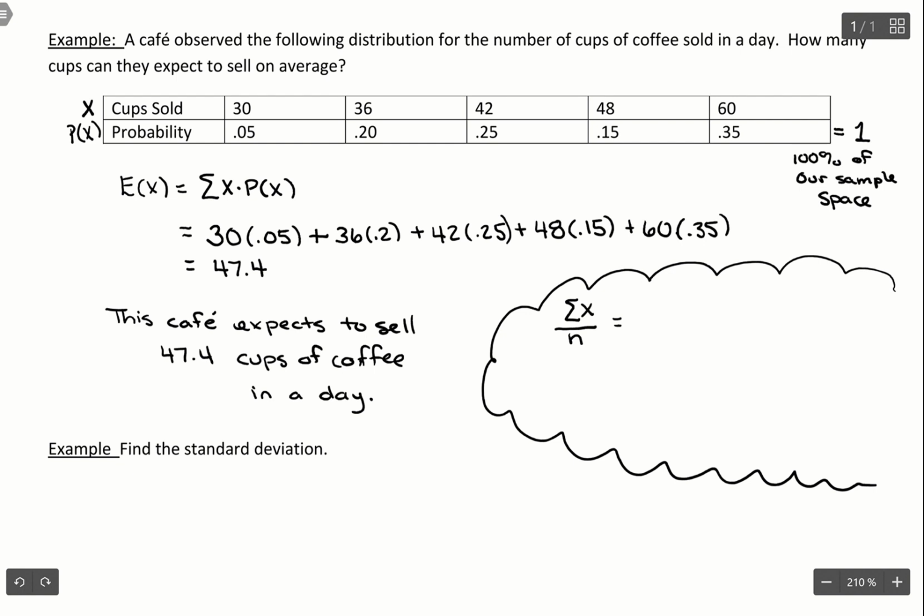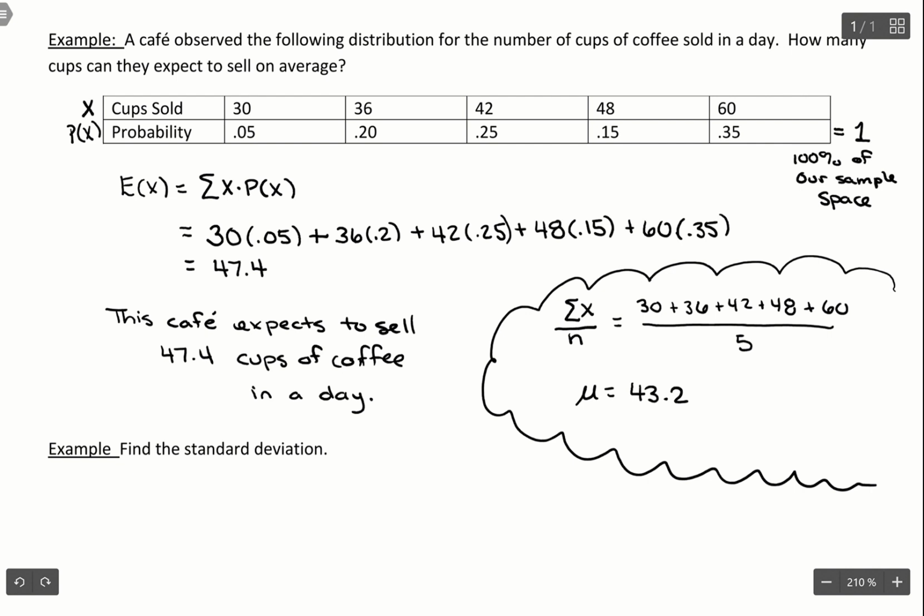What if we said, what's the average cups of coffee sold? Well, if we ignore those probabilities, then we'd be taking 30 plus 36 plus 42 plus 48 plus 60 and dividing by our sample size of 5. And if we had done that, the mean for this distribution would have been 43.2, which is lower than what we actually found.